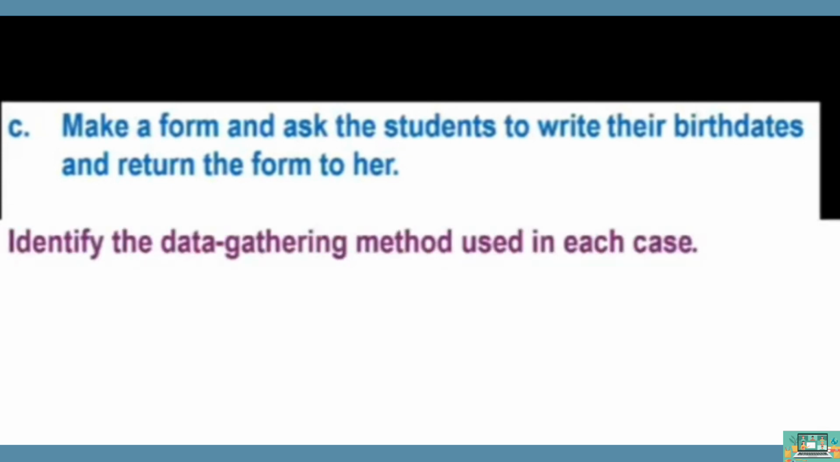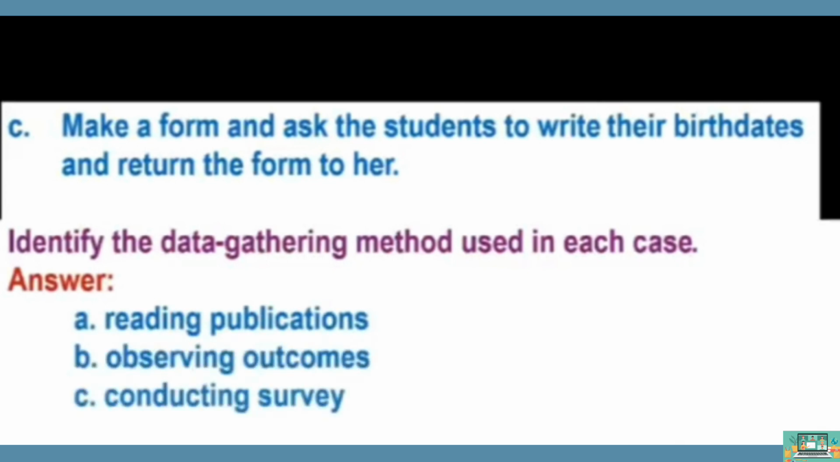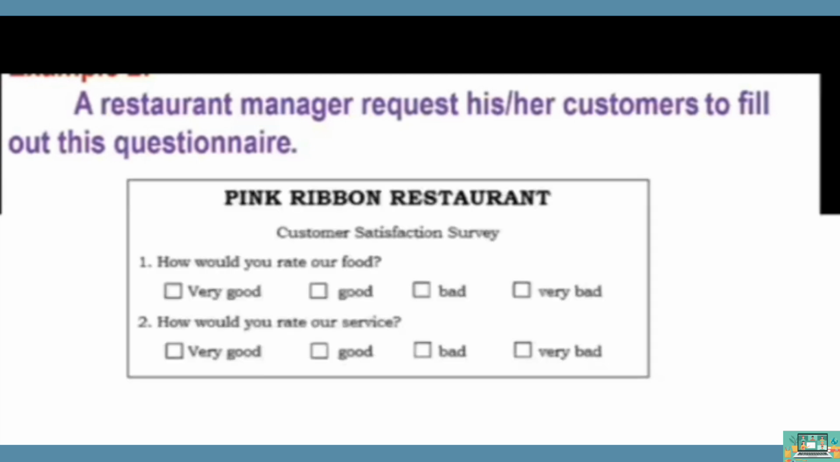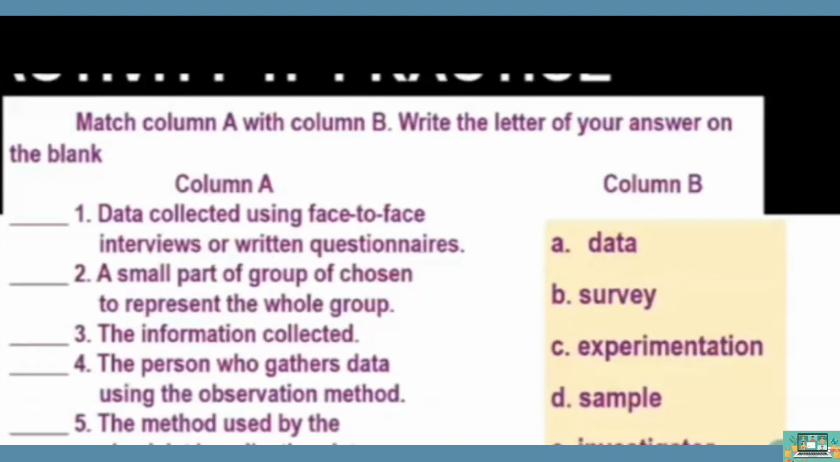Identify the data gathering method used in each case. Answers: reading publications, observing outcomes, conducting surveys. Next example. A restaurant manager requests his or her customers to fill out this questionnaire. What type of data gathering method does the manager use? Answer: conducting surveys.